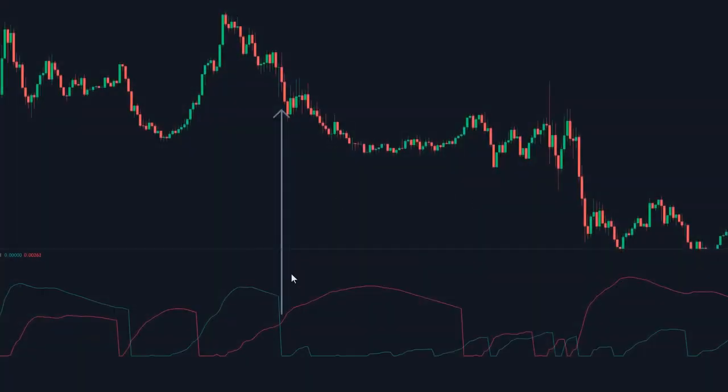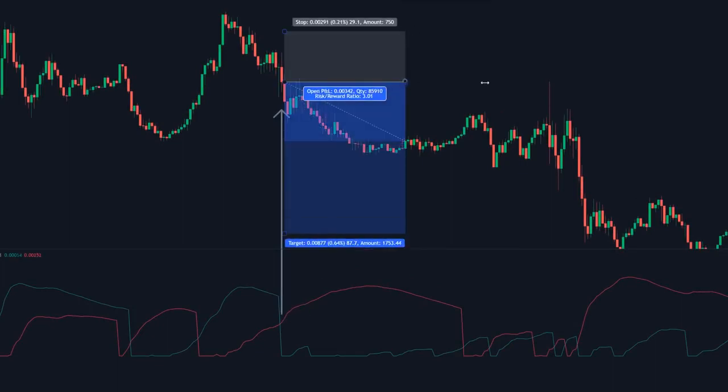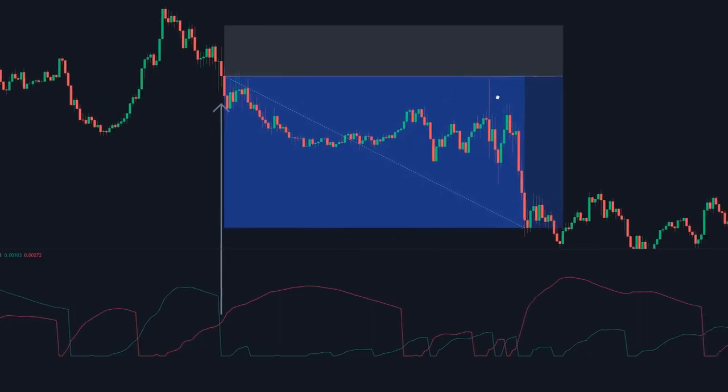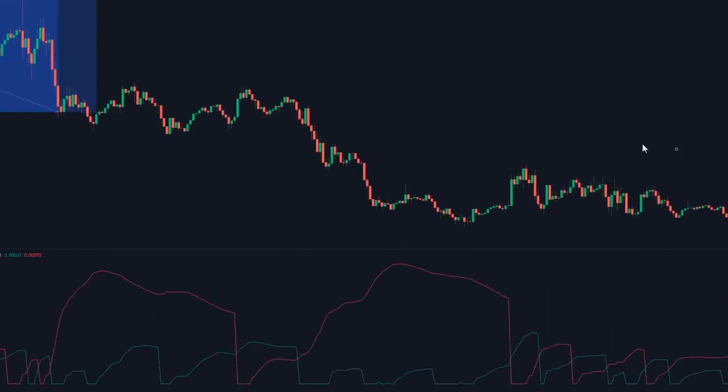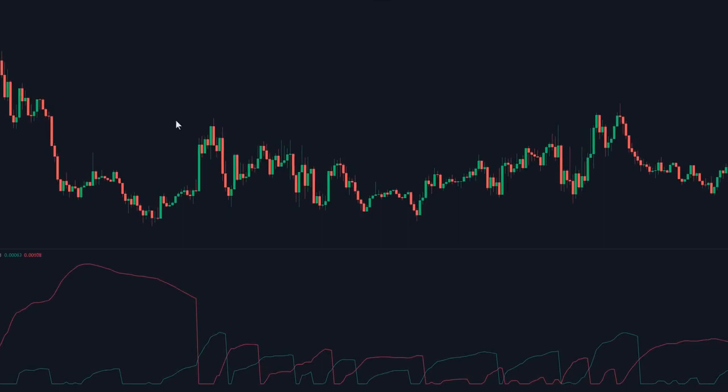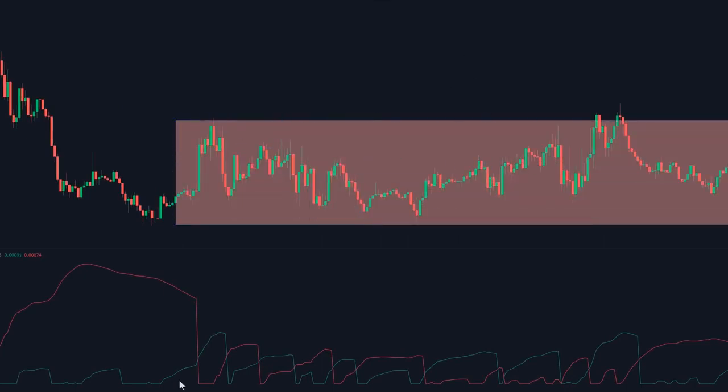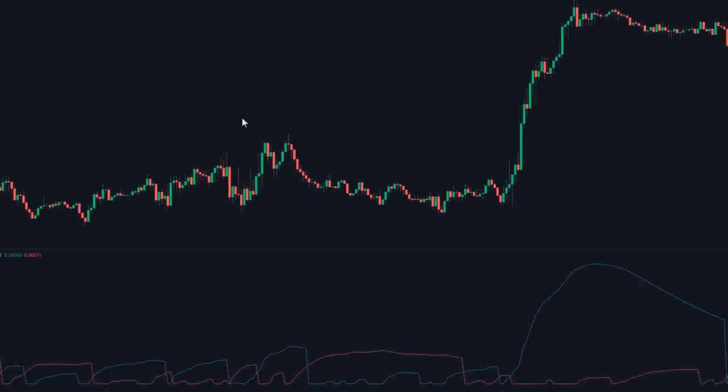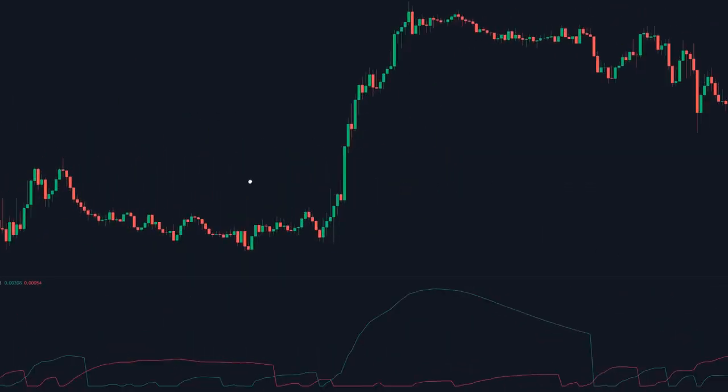Conversely, to enter a short position, we wait for the bearish component, the red line, to cross above the bullish component, and then we enter our position. However, trading with this indicator this way is not advisable because many false signals are generated when the market is ranging. To address this, we're gonna add a long-term trend filtering tool and a buy-sell signal indicator to our chart.